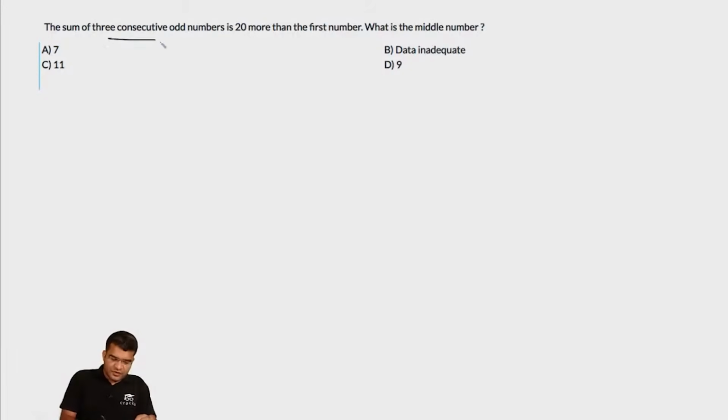In this question, we are told that the sum of 3 consecutive odd numbers is 20 more than the first number. What is the middle number? We are told that all these 3 are odd numbers and they are consecutive odd numbers. So let the numbers be equal to 2n minus 1, 2n plus 1 and 2n plus 3.